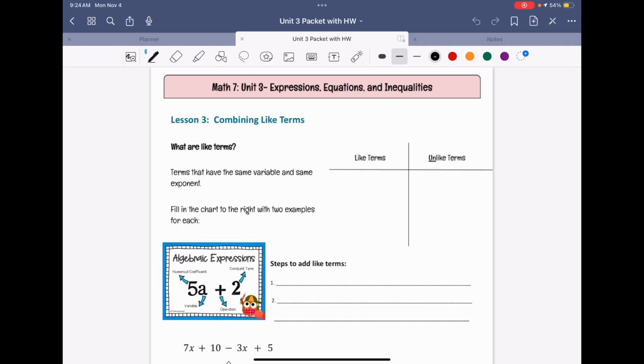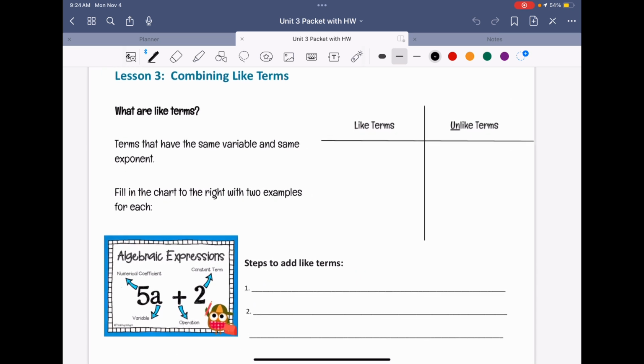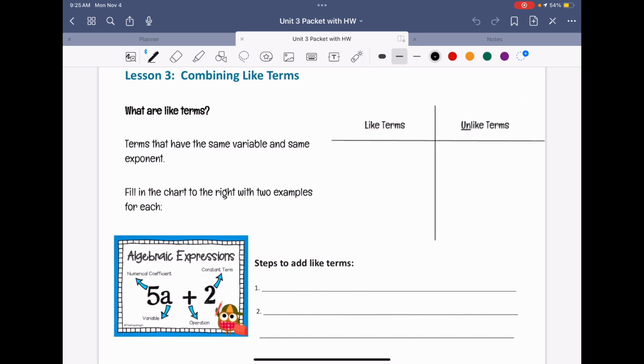All right, we're on lesson 3, which is combining like terms. So the first thing we're going to do is just a reminder: what are our like terms? Well, terms that have the same variable and the same exponent. So let's fill in the chart with 2 examples for each.